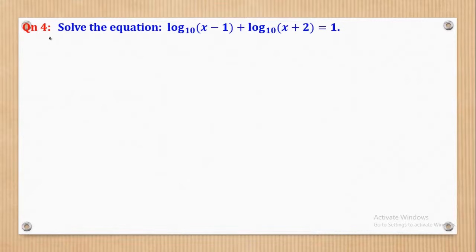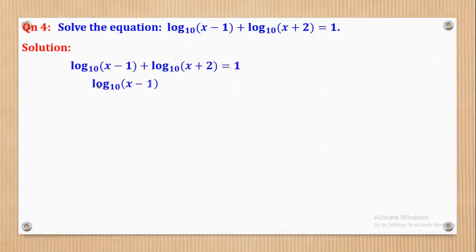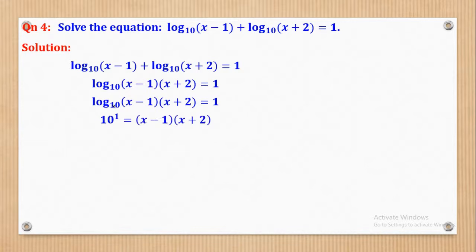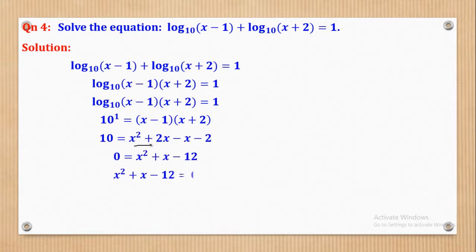So now we shall go to question 4, which says solve the equation this. So that is a given equation, you have to solve it. So as long as there is plus here, it will be multiplication there, and that gives you that. Therefore, to eliminate the logarithm, we shall say 10 to the power 1 is equal to this, as you can see it there. Expand, you'll come up with that. Then you'll come up with a quadratic equation, which is x squared plus x minus 12 equal to 0.